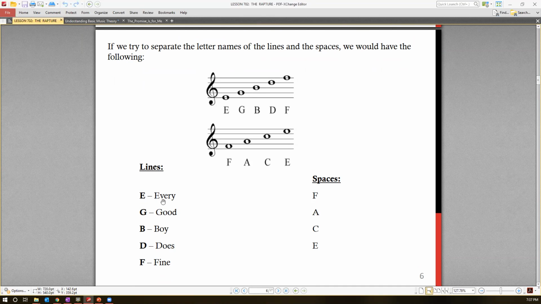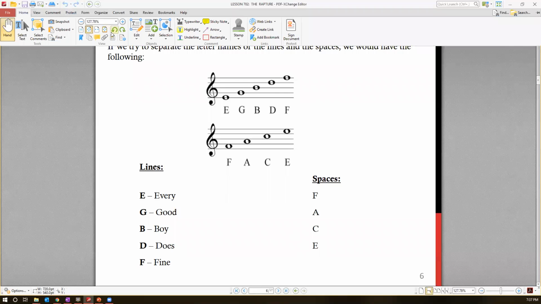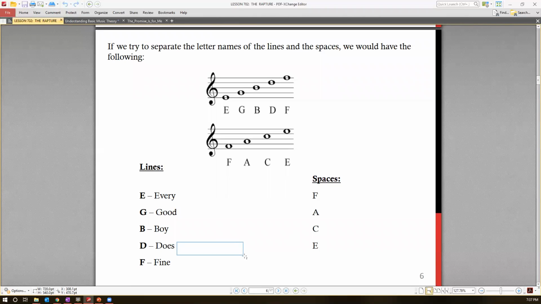We're going to go upwards. Every good boy does fine. Every good boy does fine. Some people also use different ways to remember this. People can say deserves, and here you can say, for example, Fanta.